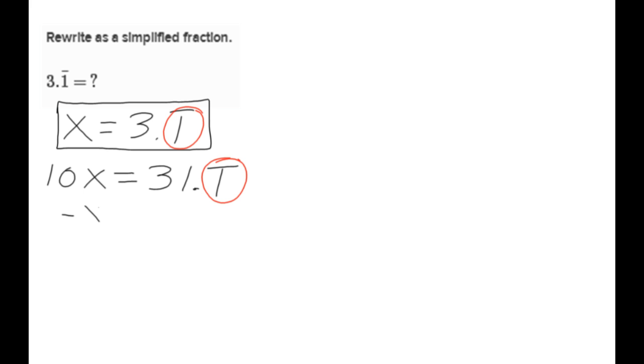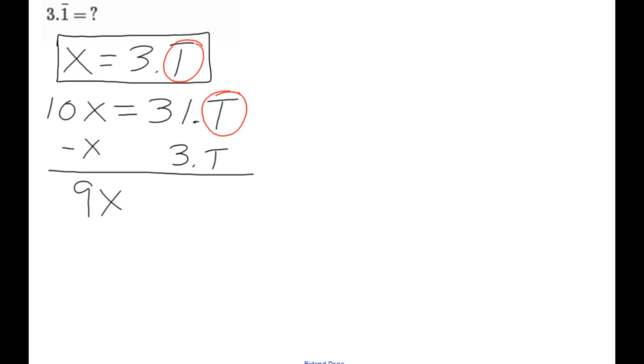Okay, so I'm going to subtract x, and on the right side, what is x equal to? Well, that's equal to 3.1 repeating. So 10x minus 1x is 9x, and then 31.1 repeating minus 3.1 repeating. So I'm really just doing 31 minus 3, which is 28. Now I have 9x equals 28. I do not have a repeating decimal part.